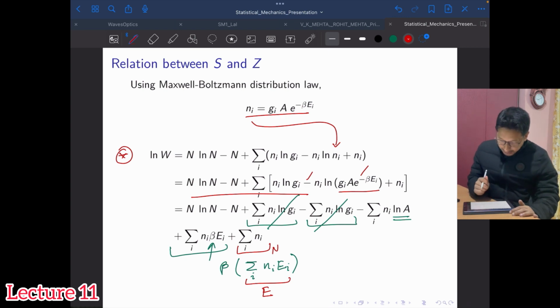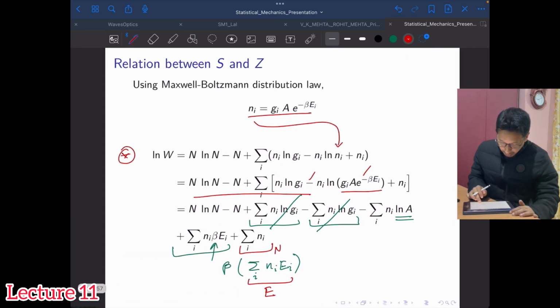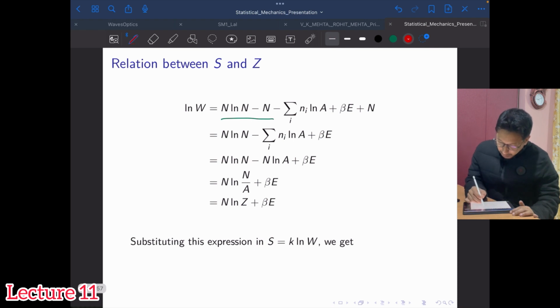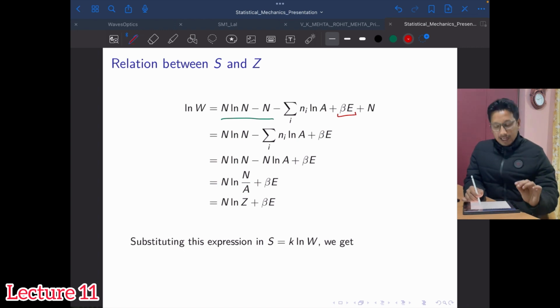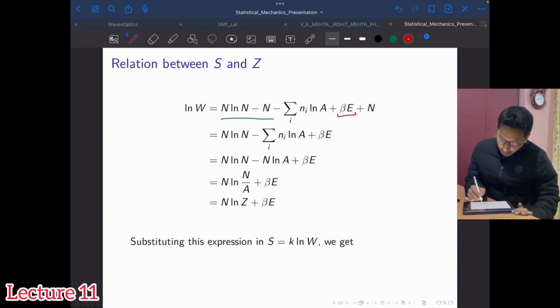So let's substitute for that. I will have beta E here, and then the sum of ni will give me the capital N, the total number. So this negative N and this positive N will get cancelled again.